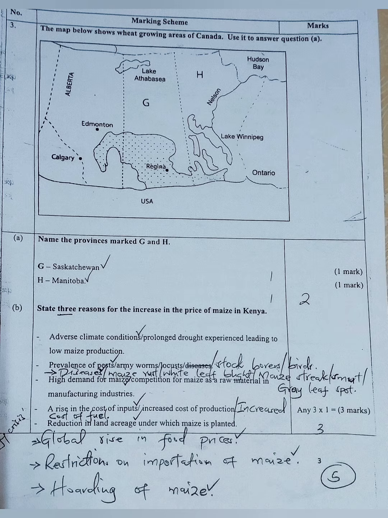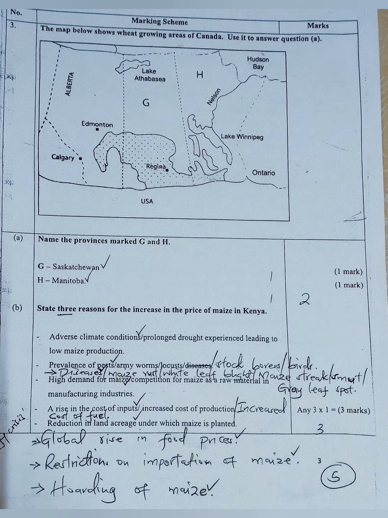Question 3B, state 3 reasons for the increase in the price of maize in Kenya. So again, here we have a statement. So our answer should be in a statement form. Remember, if you give it in one word and not a statement, you will not score. So it's important that we be very careful on the examination terms that have been used.